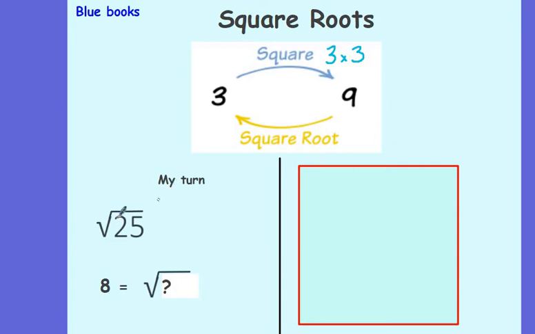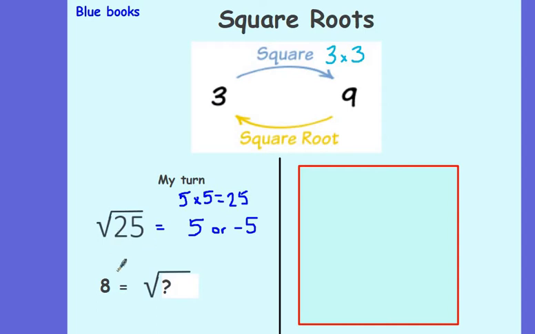Okay, so my example, I've been asked what's the square root of 25, which means to say what number multiplied by itself would give me 25. I know that 5 times 5 gives me 25. So the square root of 25 would be 5. It could also be -5, because -5 times -5 would give me 25. Don't worry about that one for now, just a little hint for what might come later.